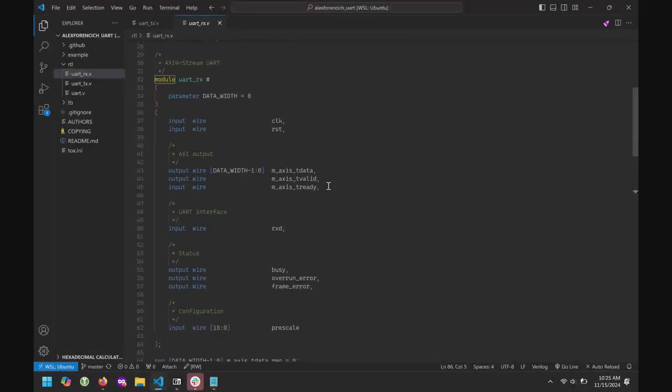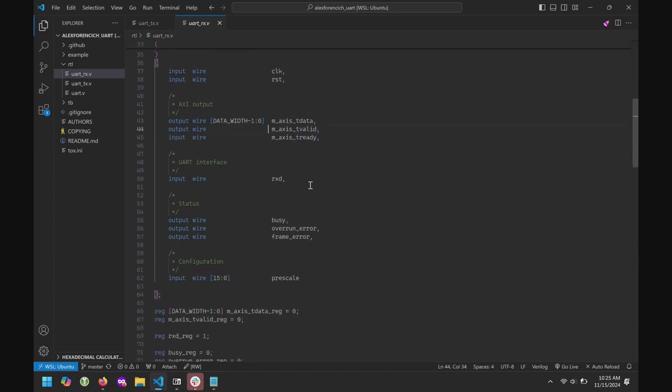Oh wait, and then final thing, what does that say? Valid ready. Okay, so this implementation does use ready valid, and then it sends out its data over UART.